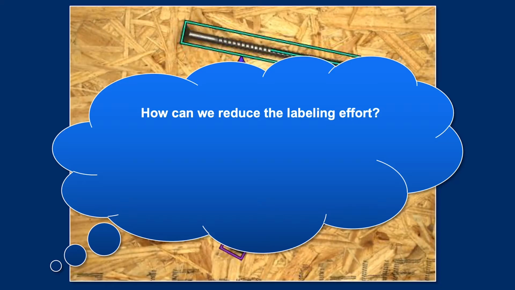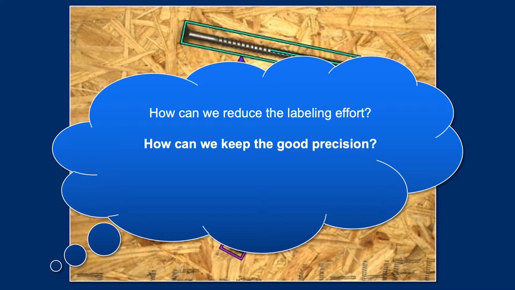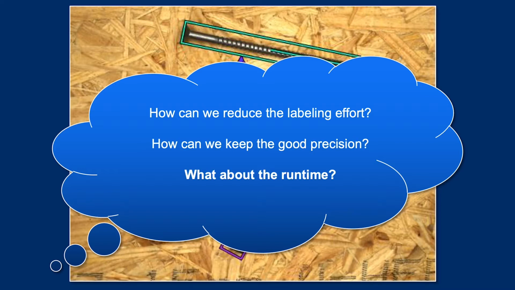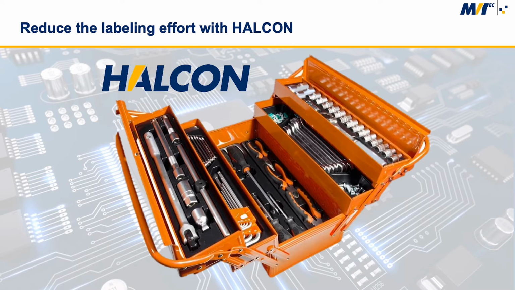So the first question that comes to our mind is, how can we reduce this label effort? And if we have reduced the label effort, can we still keep the good precision of our model? And another question that our product manager usually asks is, what are the implications for the runtime? So let's start to reduce the label effort. For this, we use some of the tools that we have within HALCON.